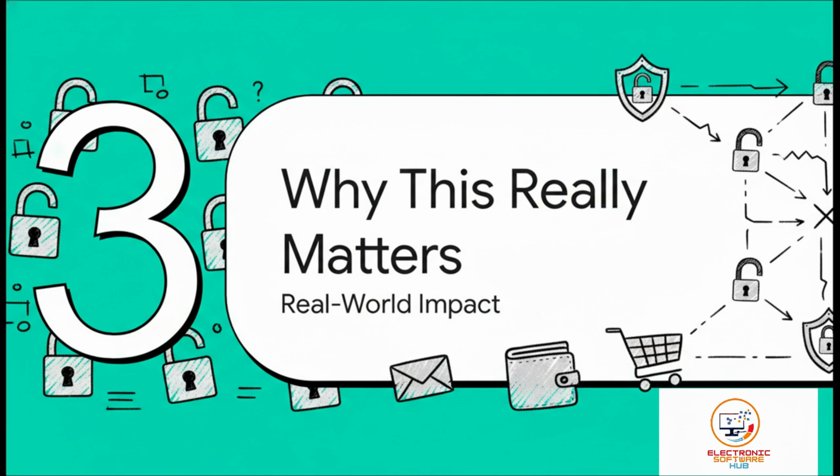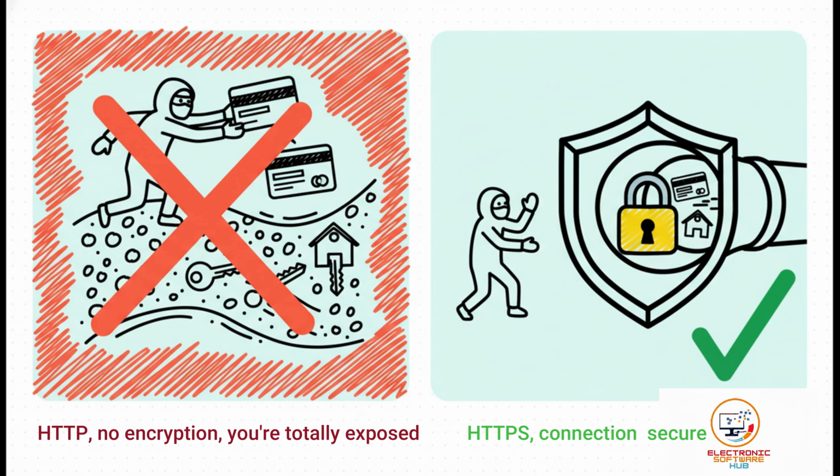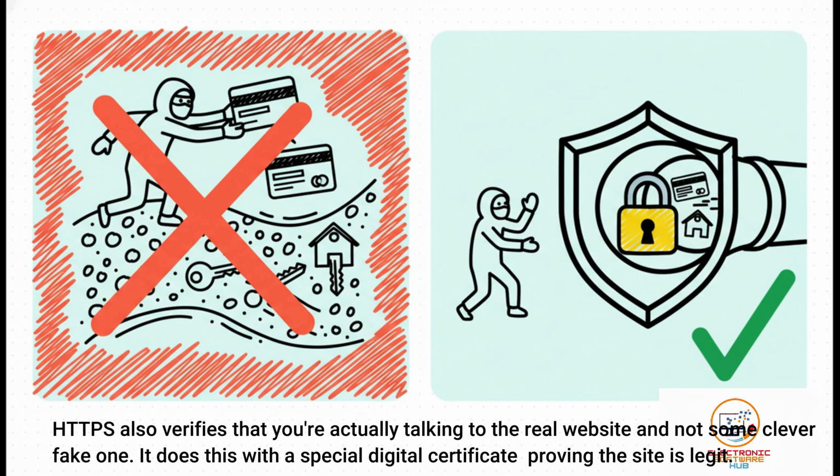So what does this actually mean for you, day to day when you're just browsing the web? Let's get into the real-world impact. Honestly, the difference is like night and day. On one hand, you've got HTTP, no encryption, you're totally exposed. On the other, you have HTTPS, where your connection is all scrambled and secure. But there's another super important piece here. HTTPS also verifies that you're actually talking to the real website and not some clever fake one. It does this with a special digital certificate that's kind of like an official ID, proving the site is legit.